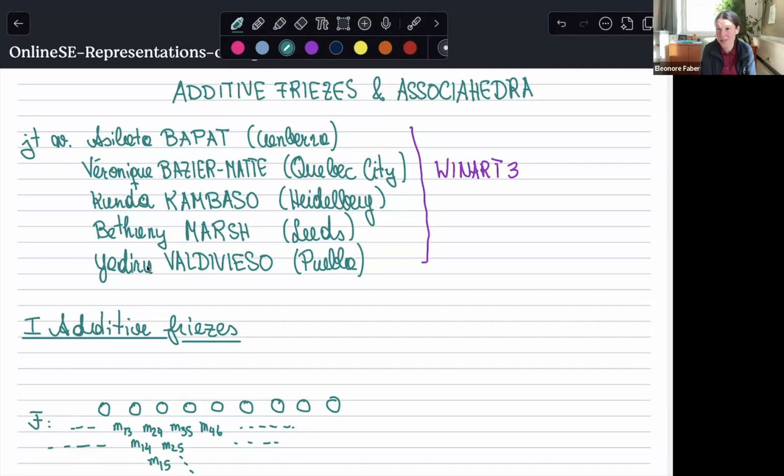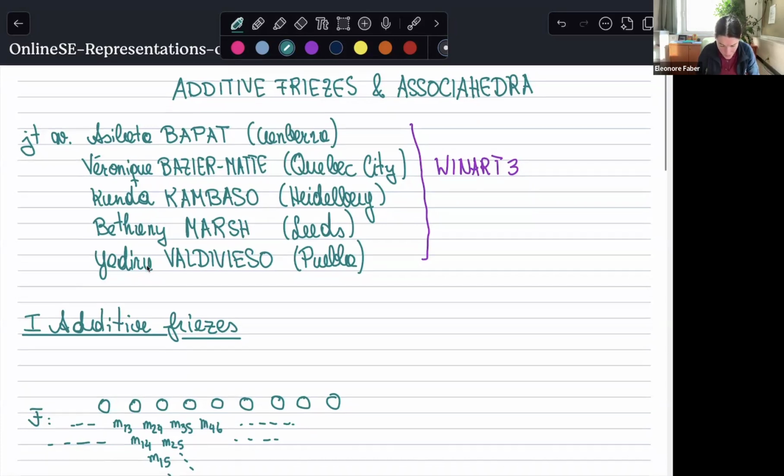And so, what is this all about? First I'll tell you a little bit about the main object we are interested in, namely additive friezes. And I guess some of you already know multiplicative friezes, so I'll recall what this has to do with multiplicative friezes. And then in the last part, how we get to the associahedra. Okay, so that's the plan. Let's see how far I get. And please always interrupt me if you have any questions.